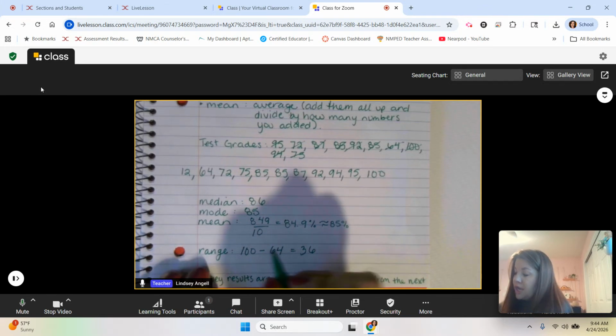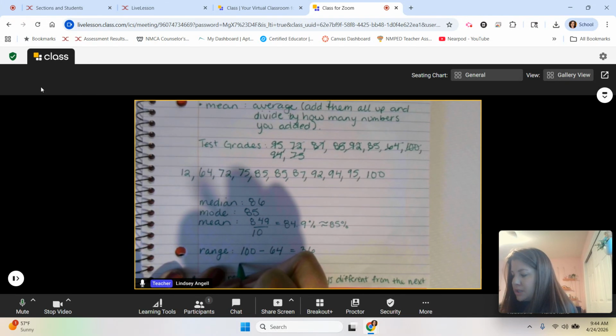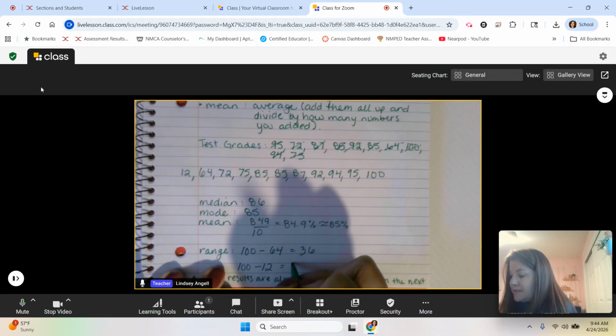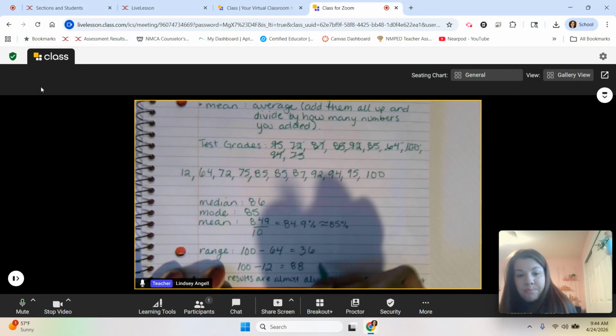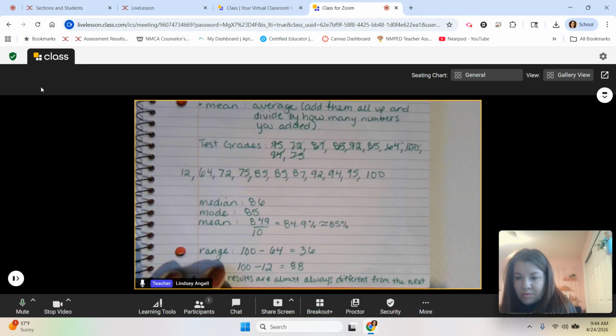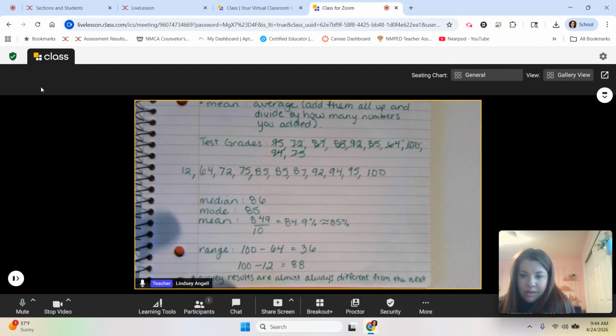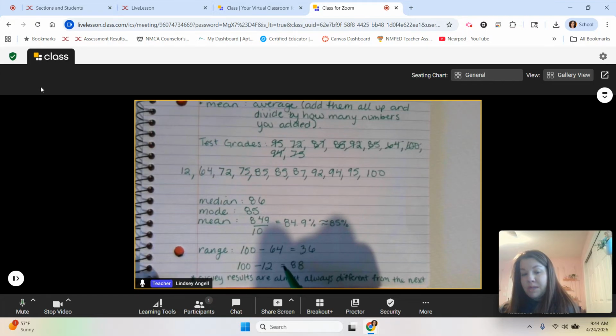Notice it would change the range a whole bunch. If we did 100 minus 12, right, that gives us what? 88. Look how much that changed, right? Just based on one test score of a kid who maybe didn't care. Okay? So then the range wouldn't be the best piece of information to pull data from, right?